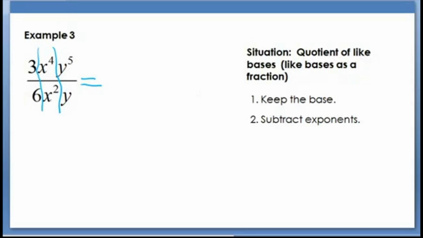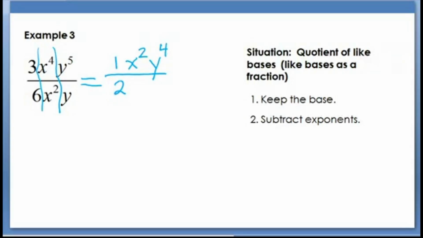For your numbers, you will just reduce like a normal fraction. These have a common factor of 3, so we can divide by 3. 3 into 3 goes 1 time, and 3 into 6 will go 2 times. For your x's, you have a fraction. Keep the base and subtract. You have x squared. For the y's, keep the base and subtract. Don't forget, this one has a 1 if you don't see an exponent. So 5 minus 1 will give us 4 y's, or y to the 4th.